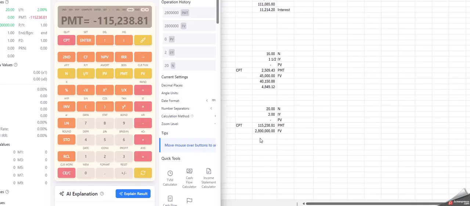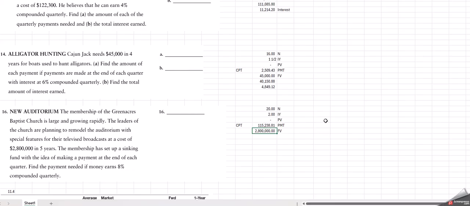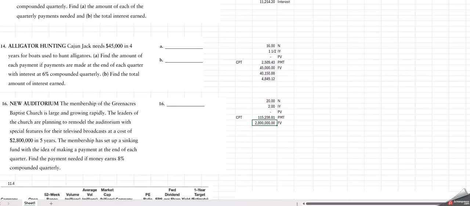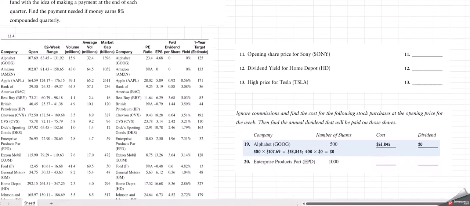I guess that is, yeah. Okay, so that's fine. So then that is our sinking fund. Then we go into section 4.